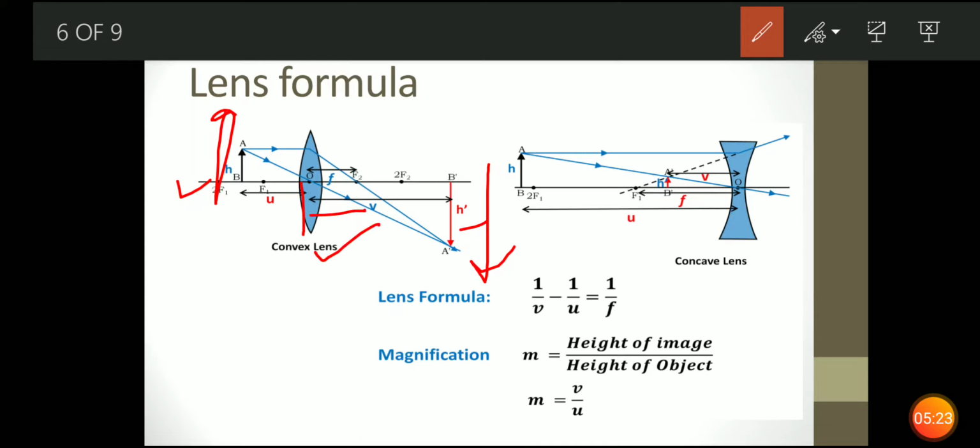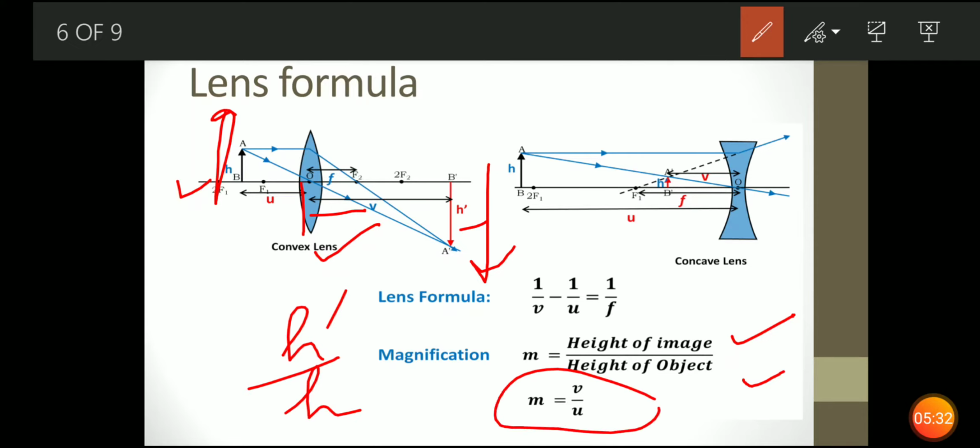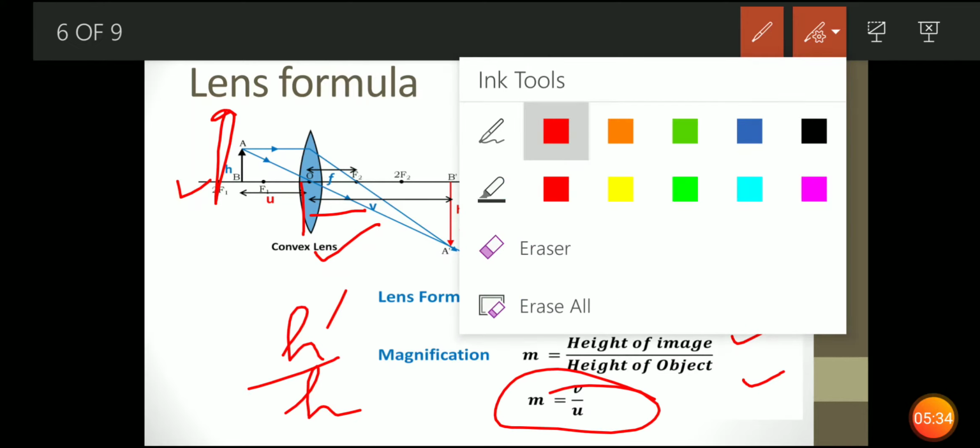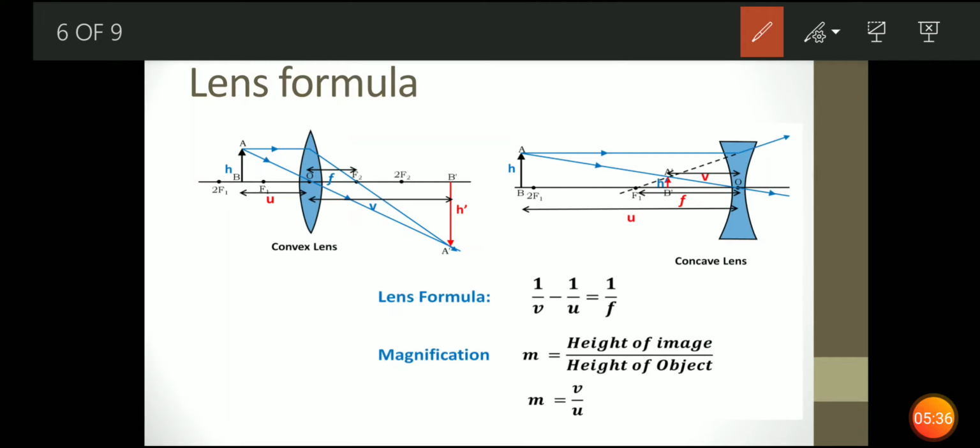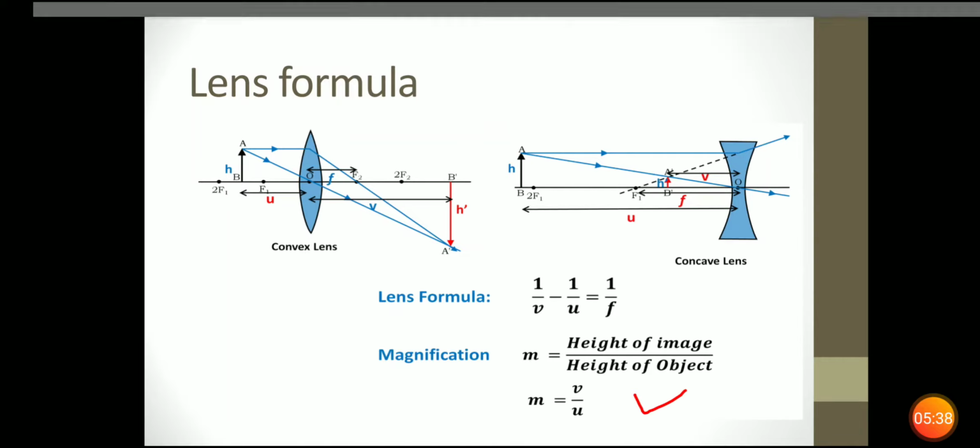Now, what is the magnification? Height of image upon height of object, that is h dash upon h, भी हो सकता है और v upon u भी हो सकता है. मिरर फॉर्मूला में we have minus v upon u, but in lens formula we have v upon u.